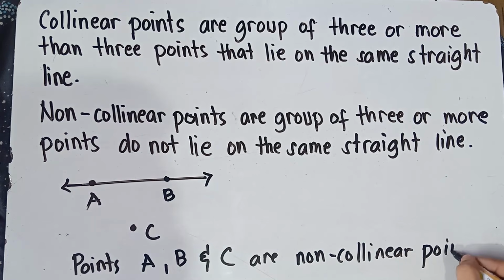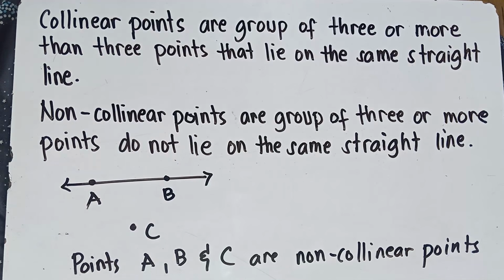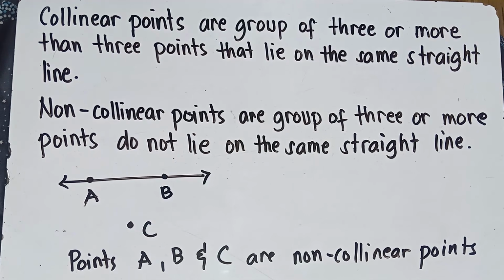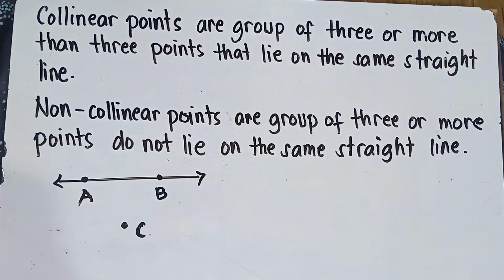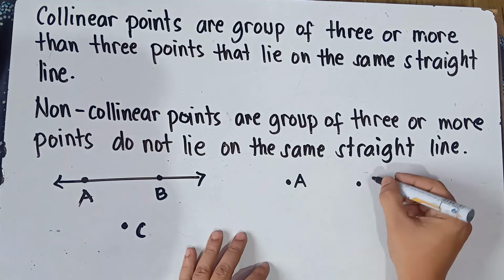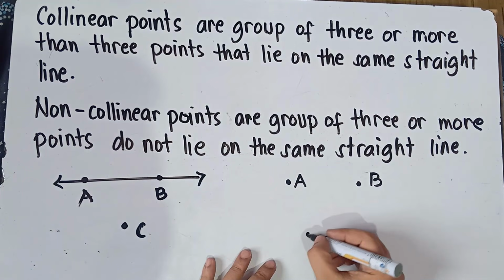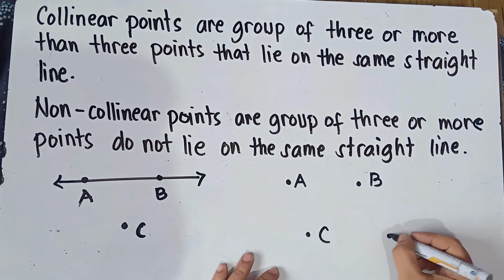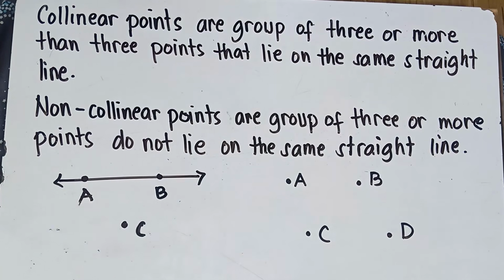So I hope it's clear for you, class, with regards to collinear points and then non-collinear points. Let's have another example, class, for you to really understand this one. If this is point A, if this is point B, this is point C, and then this is point D. Now, can we call A, B, C, D collinear points? Nope, this is not collinear points. This is non-collinear points. Why is that, sir?